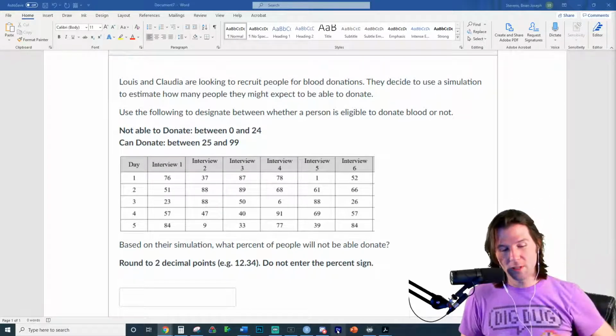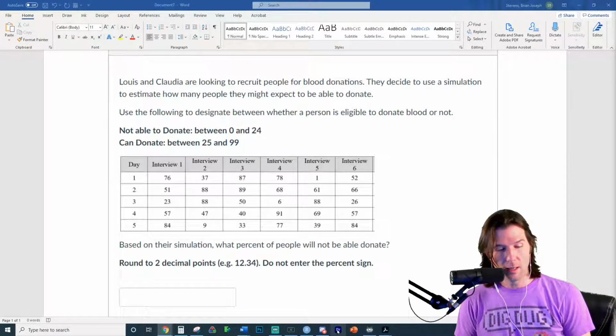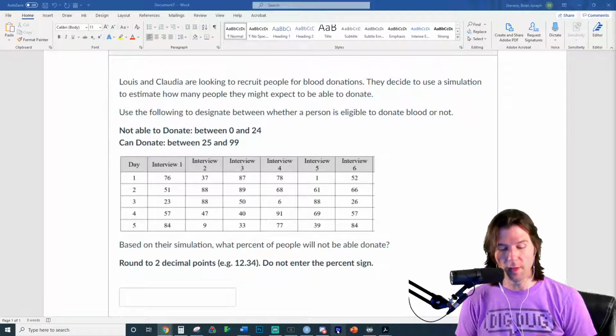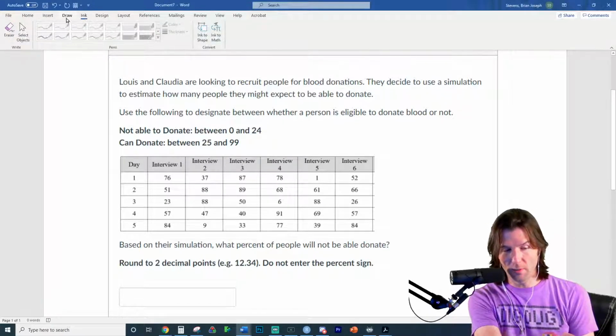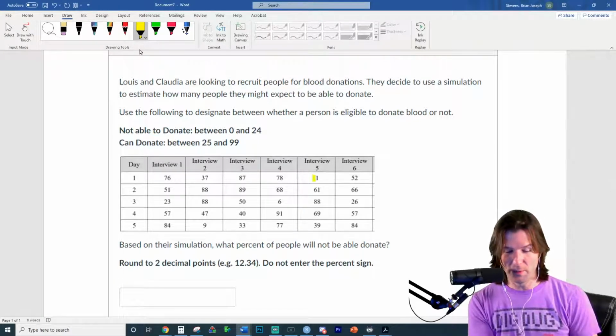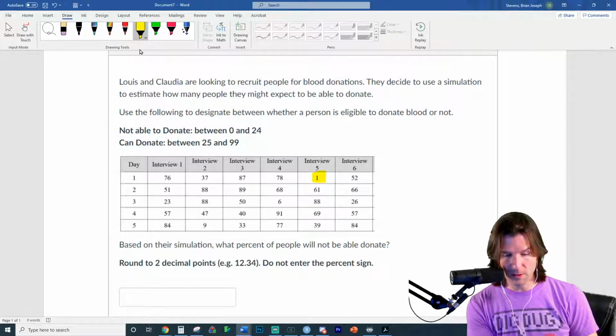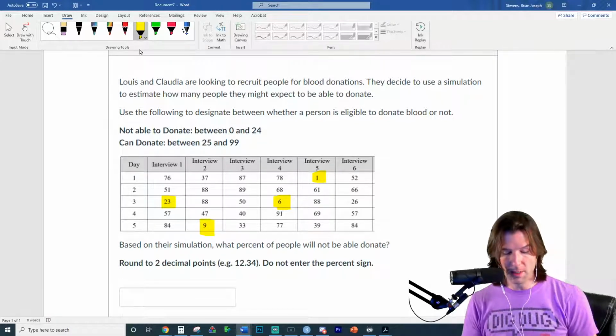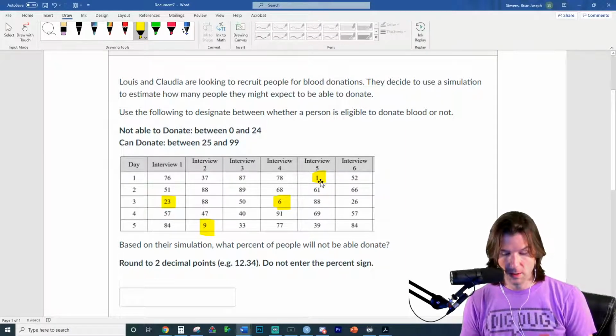They decided to use a simulation to estimate how many people they might expect to donate. The people who are not able to donate are 0 through 24, and the people who are able to donate are 25 through 99. Based on the simulation, what percent of people will not be able to donate? So it really helps that we have a pen right here. We want to know what percent of people would not be able to donate. Please tell me if I miss any numbers between 0 and 24, because that's the goal of this. I'm going to do another check when I go through this. It looks like there's a number not between 0 and 24. There's a number not between 0 and 24. There's a number. And I think that is it.